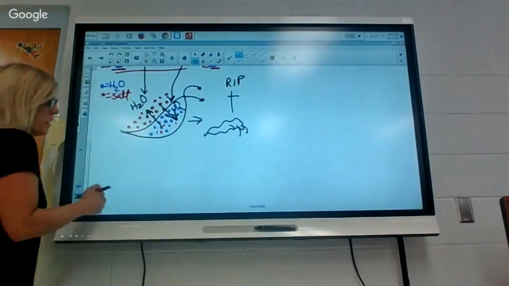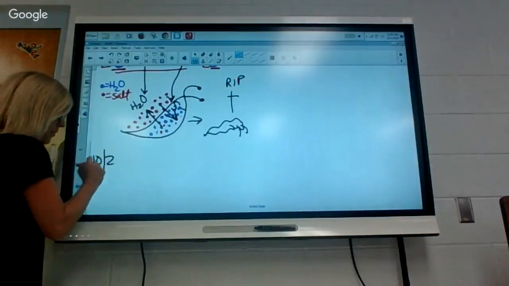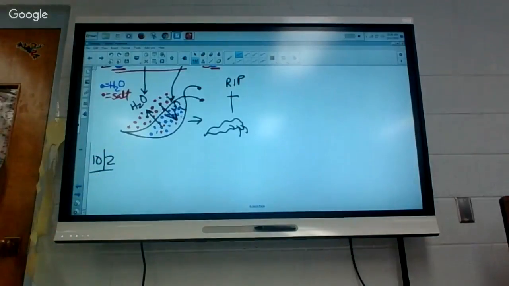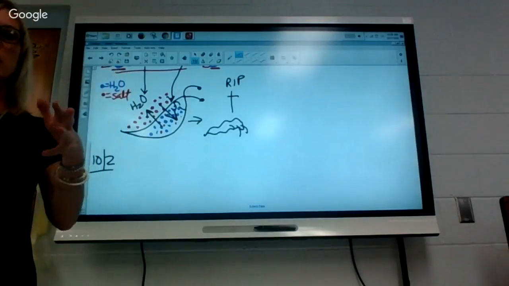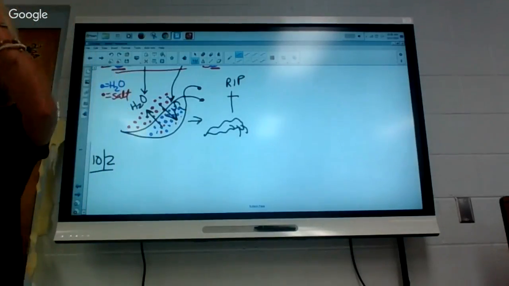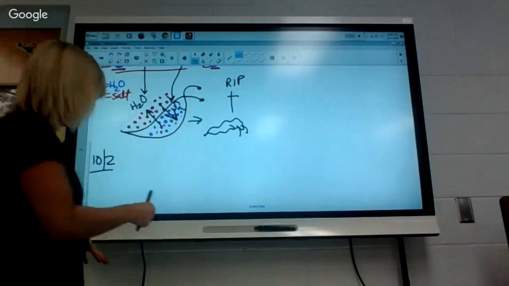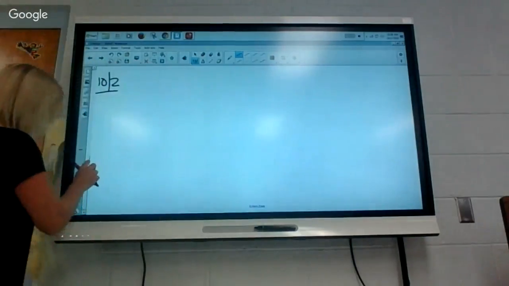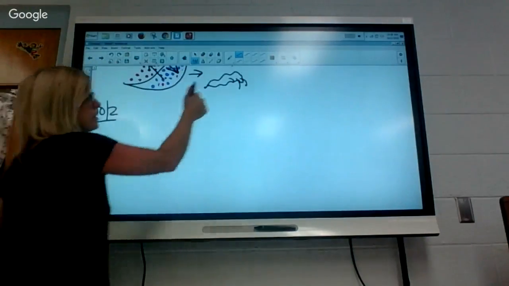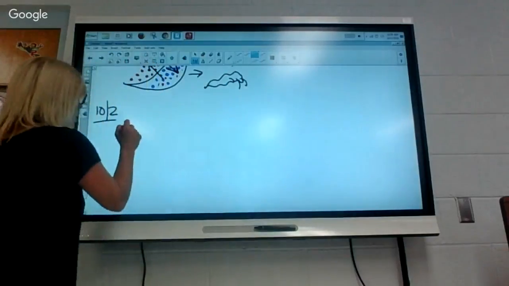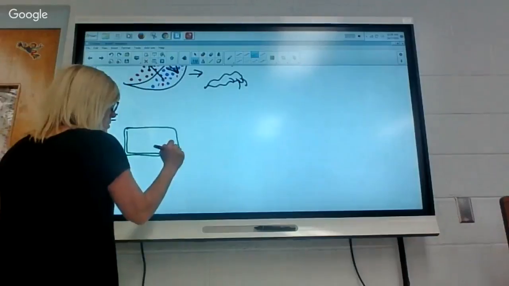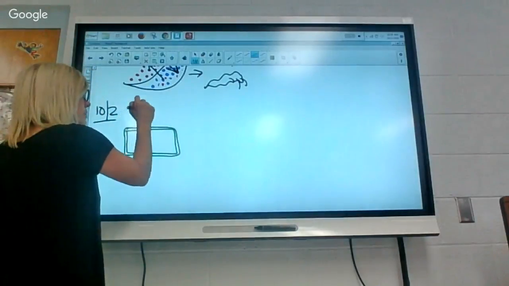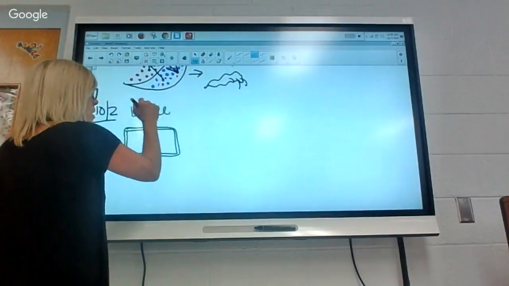All right, so here are my new examples. We'll just put the date out to the side. Let's draw what happens at the grocery store. This is why they keep spritzing the vegetables with water. So this is going to be a cell of a piece of lettuce. Here's the lettuce cell.